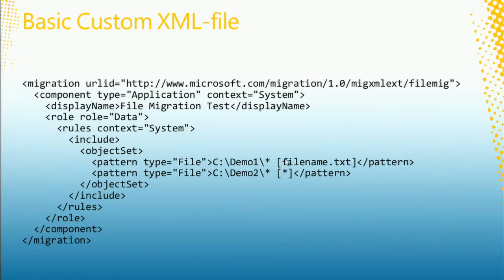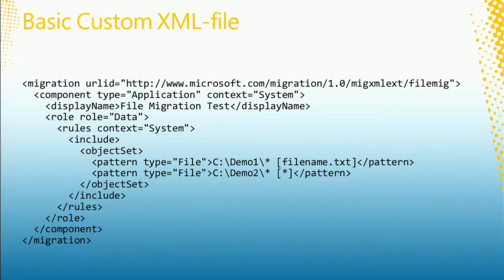This file here, file name text, or this line here, because we have an include section, meaning backup. We could have an exclude section, meaning don't backup. And when they are conflicting, it's always the most specific setting that will win.